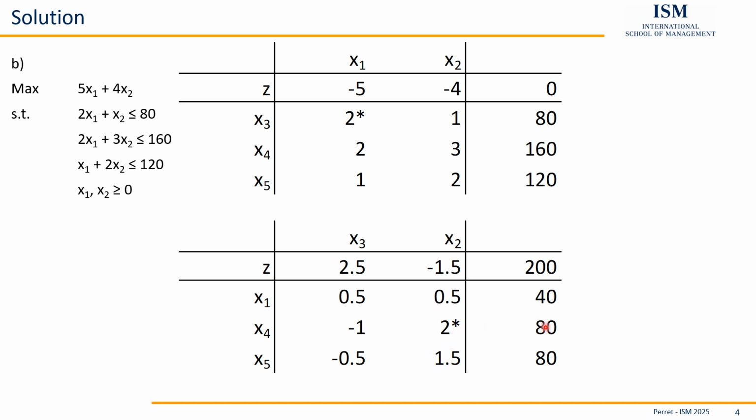Once I'm finished, I select the row which yielded the smallest result. That's why I do not have to do this here in detail. It suffices to see that 40 is by far the smallest one. So x4 becomes pivot row. This is pivot row. This is pivot column, giving me this 2 as pivot element. And with this, I'm going to do my new recalculation.